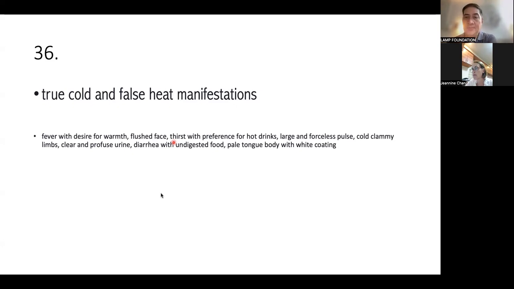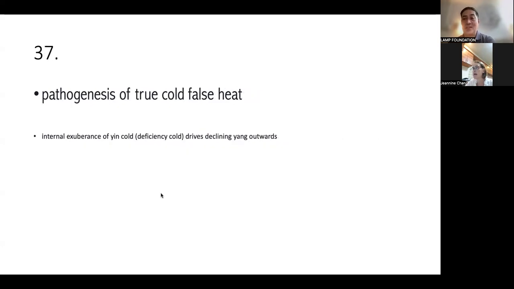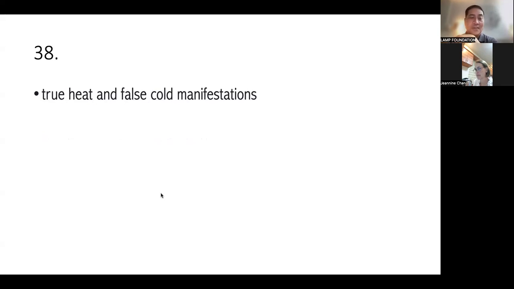Internal exuberance of yin cold, which drives declining yang outward. Iniitsapwera na niya, so naging cold na. Makes sense? Nag-dominate na si cold. Next. Are you getting more confused?